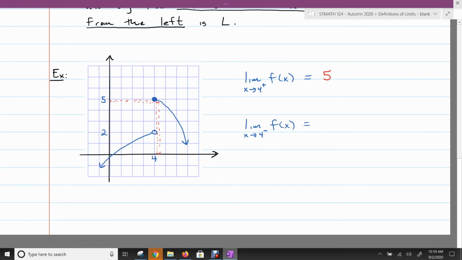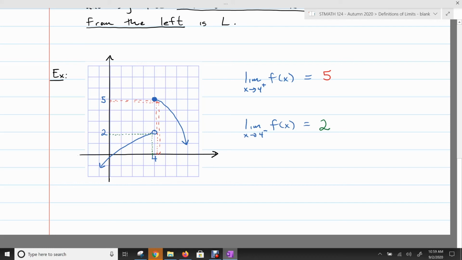On the other hand, when I look at the values of x on the left-hand side of 4, or less than 4, and plug some of those x's into this function and see what the y values are getting close to, it looks to me like those y values are getting very close to 2. Now notice, I never plug in 4 exactly. If I plugged in 4 exactly in this function, I would get 5, which happens to be the right-hand limit, but it's not the left-hand limit, right? Again, the idea is to think about values that are close to the point in question, 4 in this case, but not equal to it. Very important to think that way.